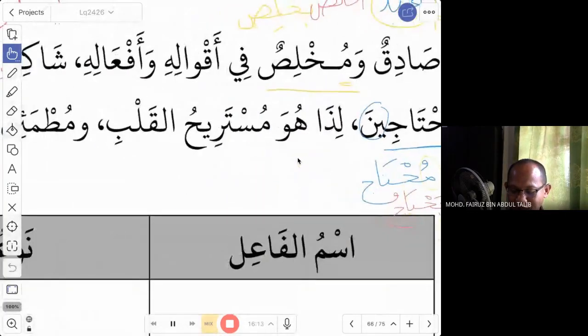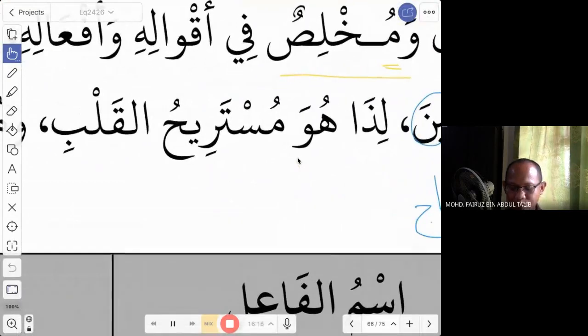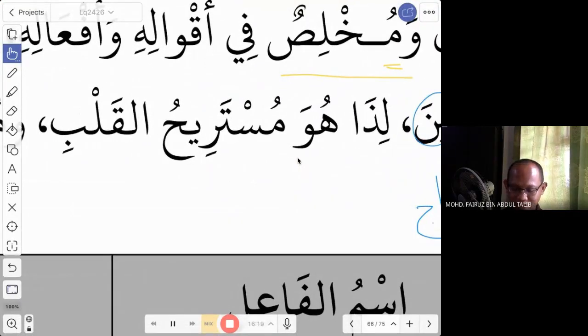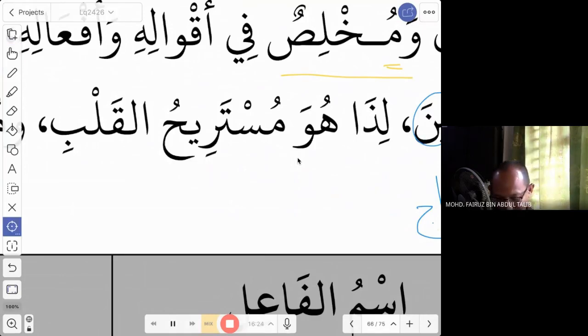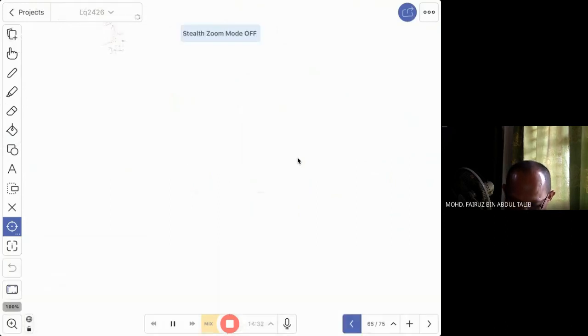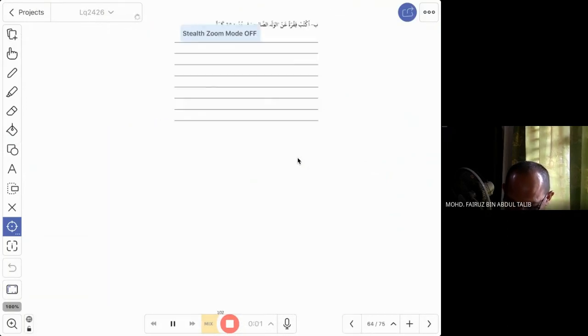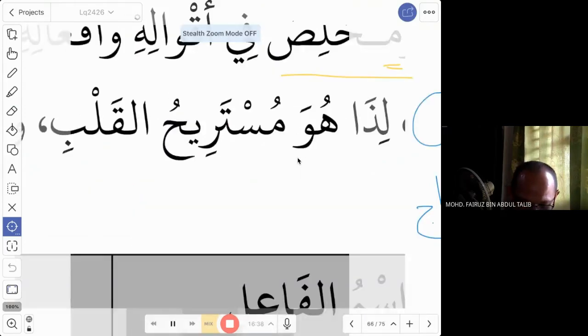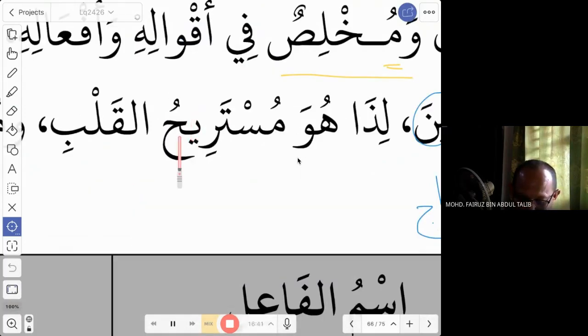Next jumlah, lidha huwa mustarihul qalbi. Do you see any isim fa'il? Yes, mustari. This is another isim fa'il because you see mim, mu, but you don't see any kasrah for the last letter. This is another problematic word because of the harful illah again. That is why you don't see the kasrah. What is the meaning of this mustari?